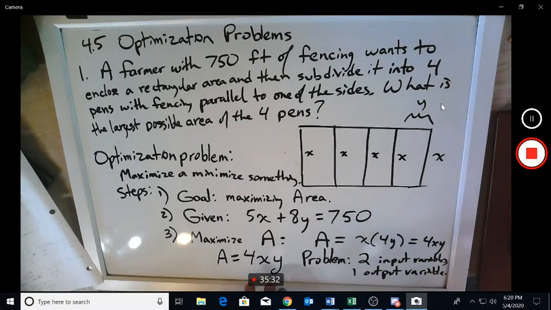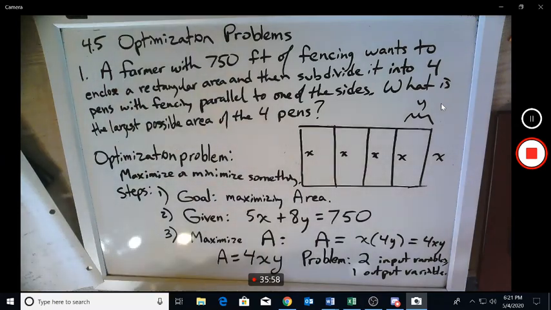We got to get it down to one input variable, one output variable. That's something that we can then maximize or minimize with calculus. How do we do that? We take this equation and we solve it for either x or y, substitute its value into this equation, and we turn this into a one variable problem.